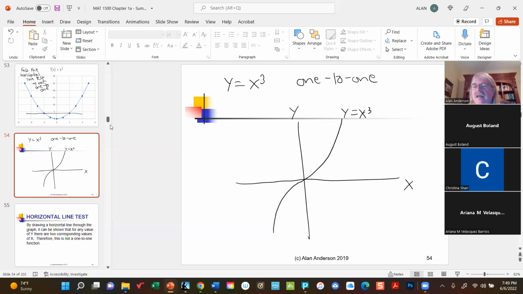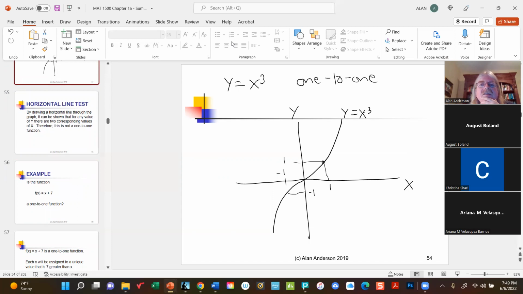By the way, the reason why this is happening is because the cube of a negative number is also negative. And so when x is, for example, negative one, y is negative one. But when x is positive one, y is positive one. And that wasn't the case before. So that's how you know that it's one-to-one. And that means I can invert this function.